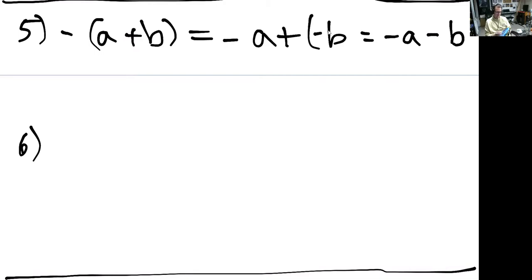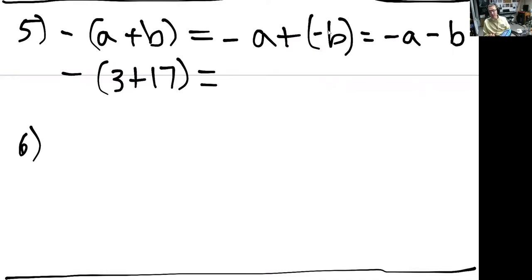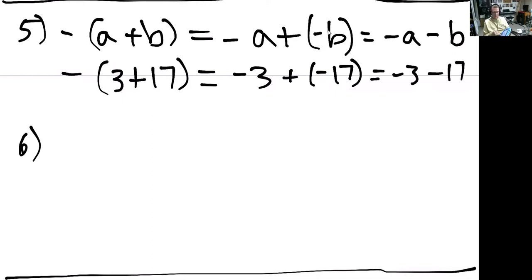But these are the same thing, right? So with numbers, what can we have here? Negative 3 plus 17. Well, that's no different than the opposite of 3, so negative 3 plus negative 17, which is negative 3 minus 17, right?